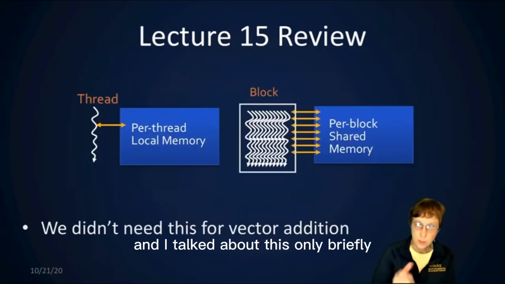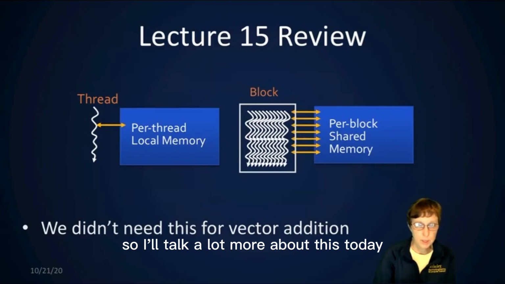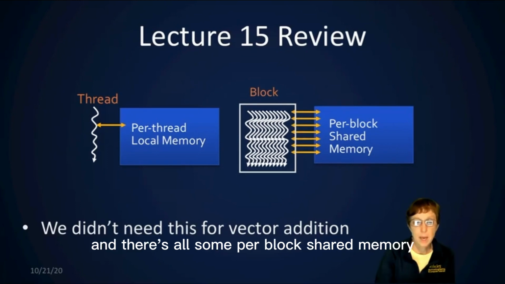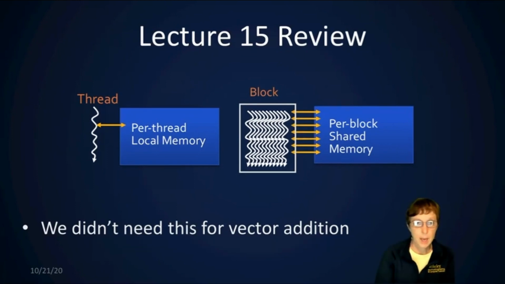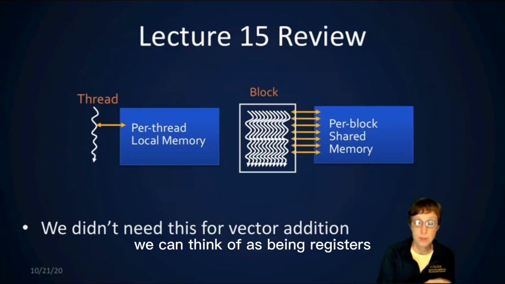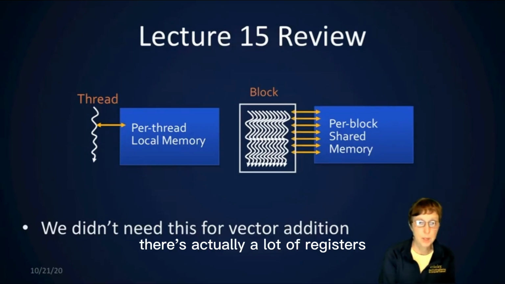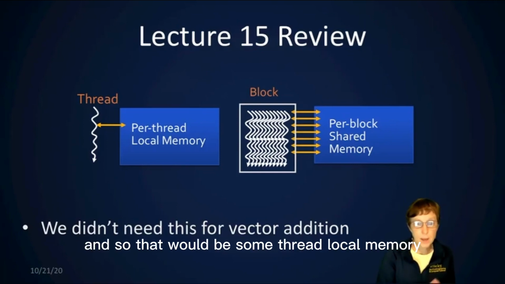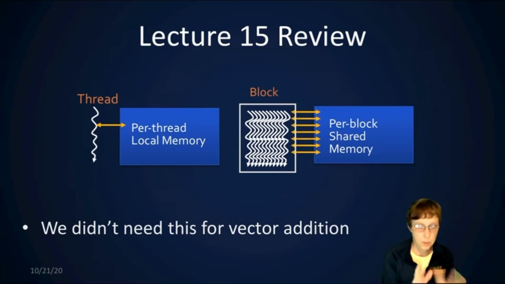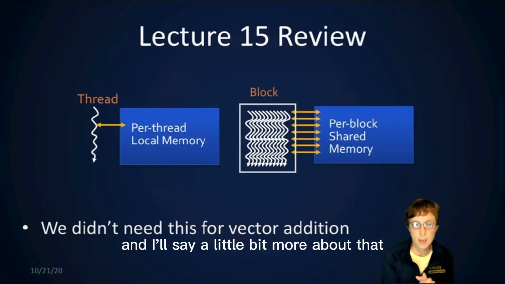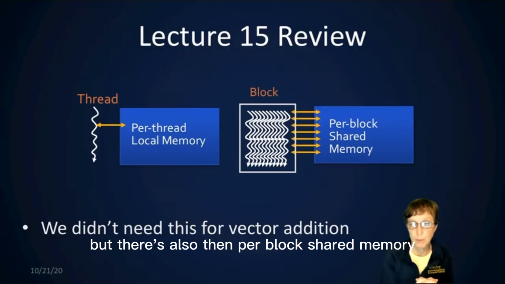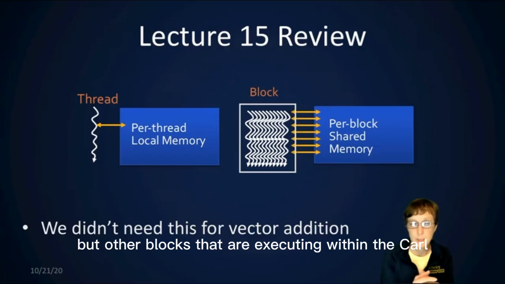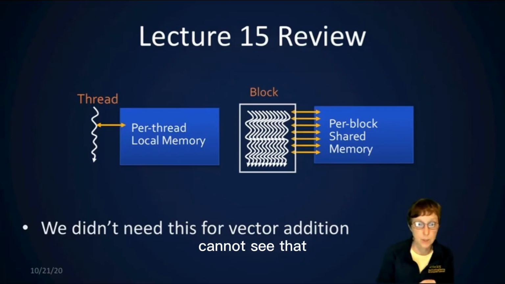And finally, I talked about this only briefly, so we'll talk a lot more about this today. We talked a little bit about the fact that there's both per thread local memory and per block shared memory. The per thread local memory we can think of as being registers. There's actually a lot of registers on these GPUs, as there's a lot of threads and they each need a set of registers. There's other kinds of local memory, and I'll say a little bit more about that. But there's also per block shared memory, which means that all the threads within a block can see that shared memory together, but other blocks that are executing within the kernel cannot see that shared memory.